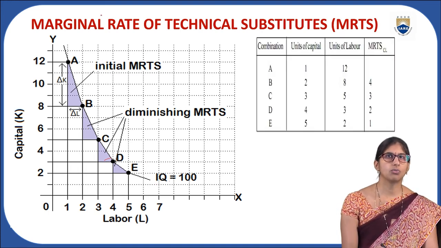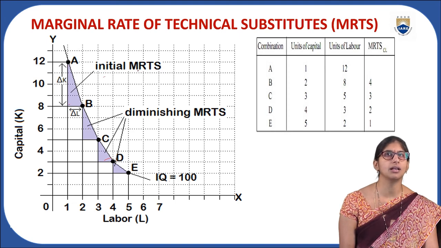So here what we can see is, what is the change in capital to meet this particular point? This is the change in capital and this is the change in labor. What is the rate of change in capital and the rate of change in labor that we study? That part we call the marginal rate of technical substitution, where this is the initial MRTS. You can observe this.